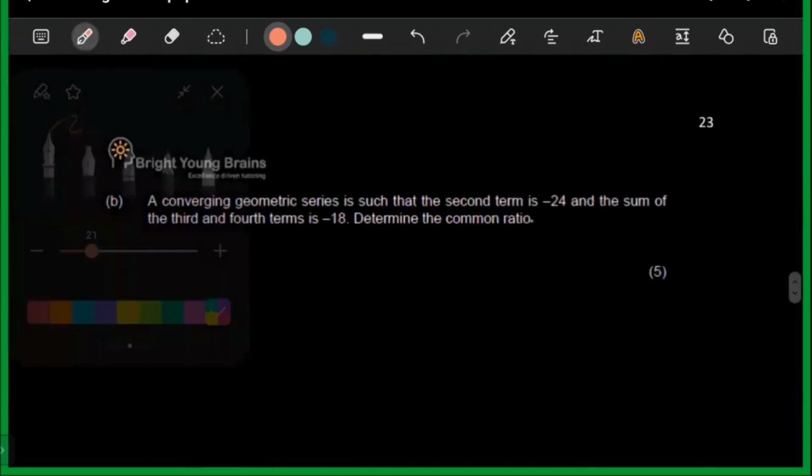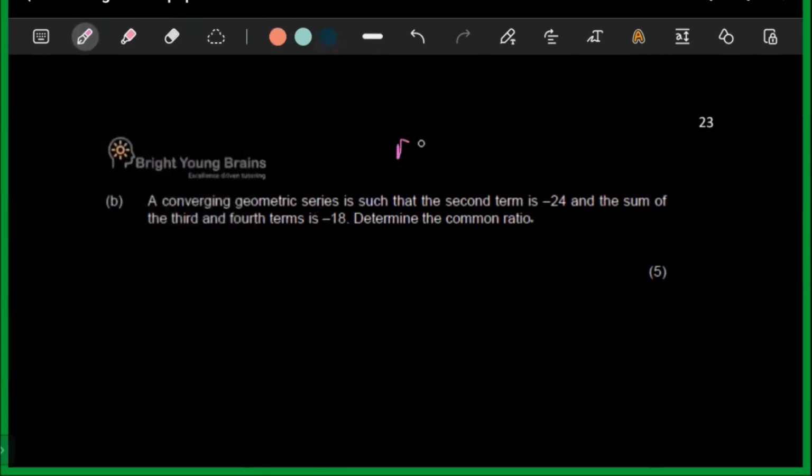B says a converging geometric series. So automatically, when they say converging, your value of r is between -1 and +1. So we need to keep in mind that it says here a converging geometric series is such that the second term is -24 and the sum of the third and the fourth term is equal to -18. Determine the common ratio. It's a 5-mark question. 5-mark questions are really not that bad, because they just need you to read your question again while making notes.